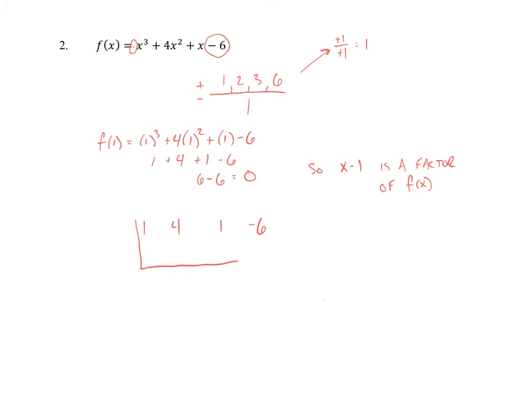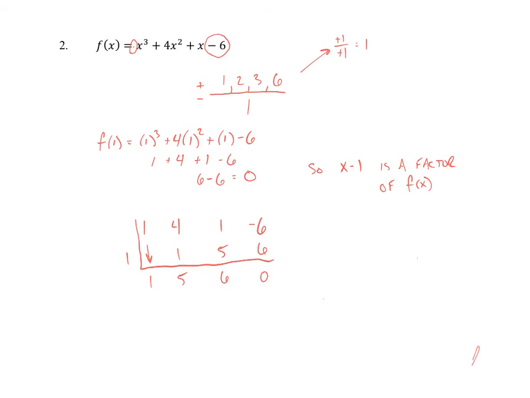I'm going to draw my synthetic division box here. I'm going to put my root on the outside. Now we know we're going to get a remainder of 0, so we don't have to be worried about that. It's just a matter of what our equation is going to be that we're going to draw from this. So we'll get a 1. 1 times 1 is 1. 4 plus 1 is 5. 5 times 1 is 5. 5 plus 1 is 6. 6 times 1 is 6. -6 plus 6 is 0.